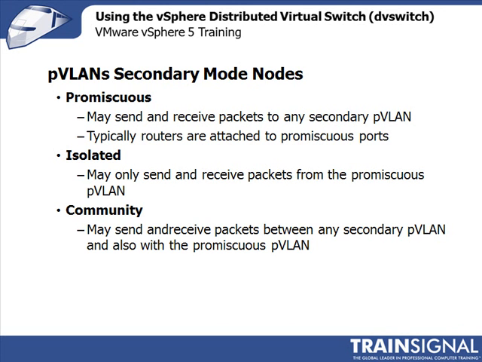Now, the community can also send packets to any other community secondary private VLAN. So if there are multiple secondary private VLANs that are community, then they can talk to each other, and obviously they can talk to hosts that are part of their community and with the promiscuous port.